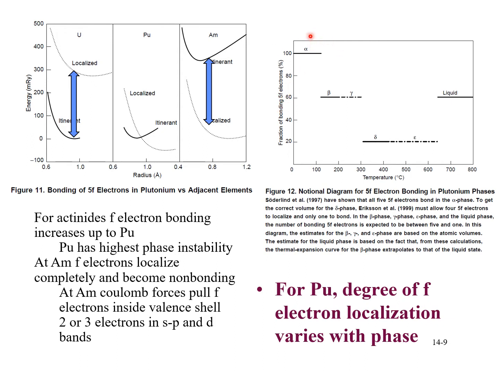As we see, we start off with the alpha phase. As we would see here, we have the largest amount of itinerant behavior, so the f electrons are involved in bonding. We get a decrease as we go down. The least dense phases have the lowest amount of f electron contribution in the metal bonding, and we actually go up when we hit the liquid phase.